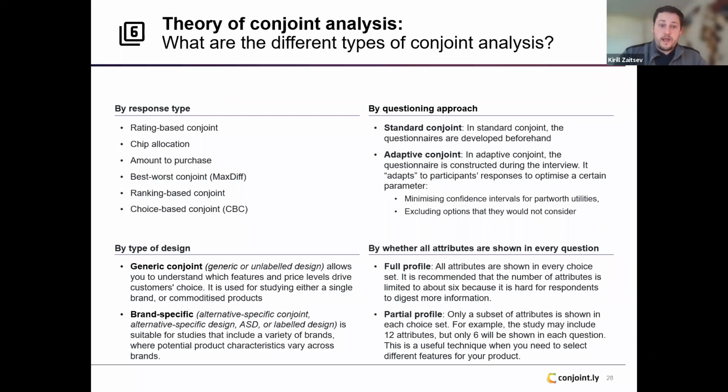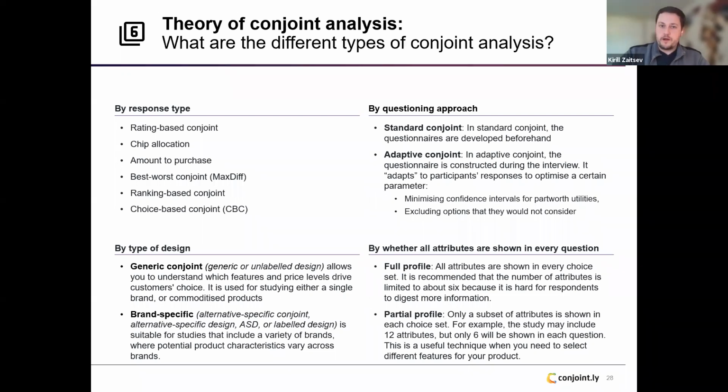But finally, we have the ability to show either a full profile of the conjoint test, that is, every respondent will see all of the attributes on every page, or if there are studies with many attributes, we could have a partial profile study in which each page only shows a subset of those attributes. It is, again, not super common, but can be used when there is an excessive amount of attributes that need to be studied within one conjoint.